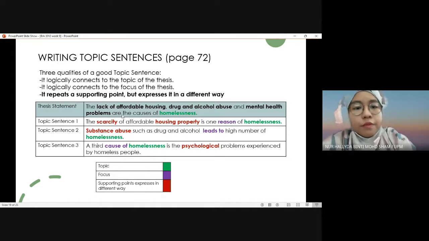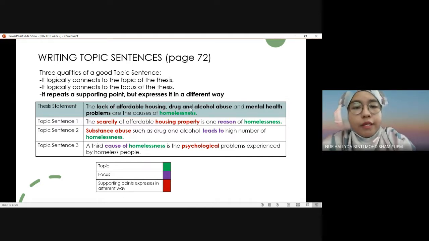So here you still logically connect your topic, homelessness, with the thesis statement, as well as express your point in a different way. Another example is the second topic sentence: substance abuse such as drug and alcohol leads to a high number of homelessness.